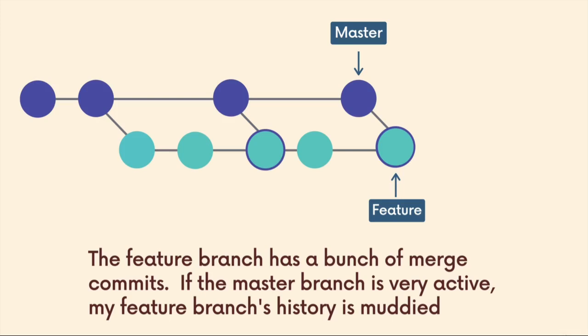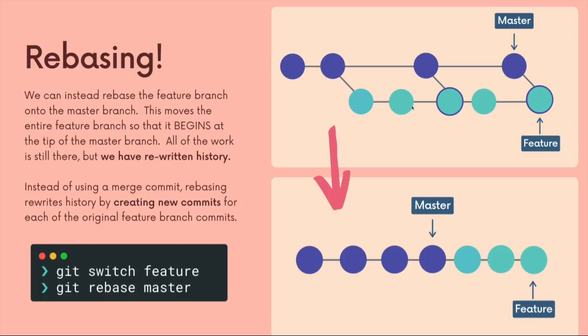That's just sprinkled in there, and that makes our history more annoying, muddier, less clean. So that is something that rebasing can help us with. I'm going to show an example repo. We'll set it up in the next video, but I'll just show you on slides for now.